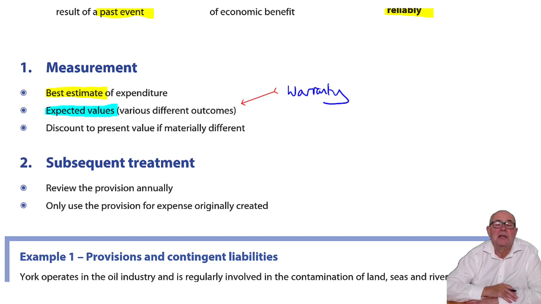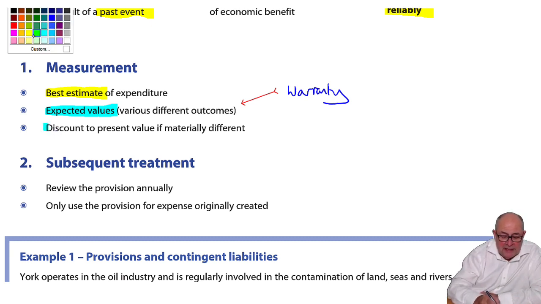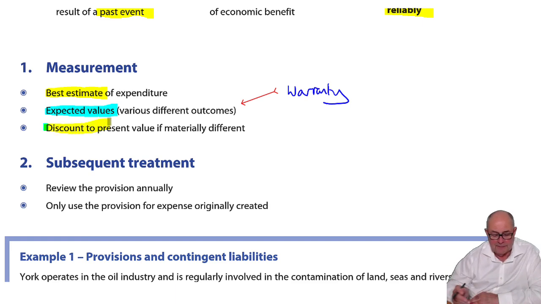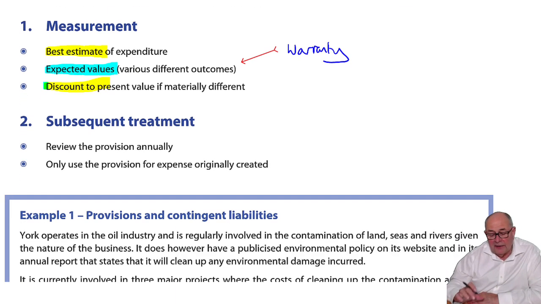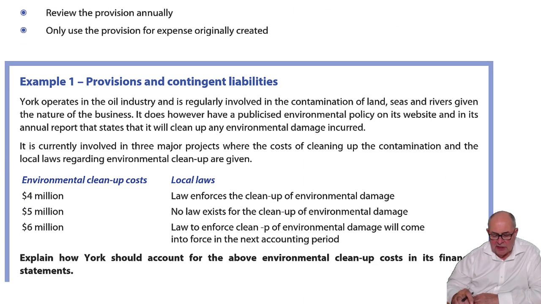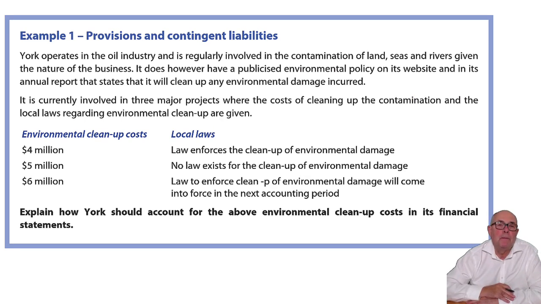Sometimes provisions can not only be a bit uncertain in amount, but also in timing. So if the amount of money is not payable within, say, the next year, we would then need to discount. That won't be a problem in the exam because you'll be given a discount rate. There is a criteria, so whenever you see a provision, I would expect you to be writing all of those words. Let's have a look at this example 1. If you want, pause the recording while you read the example.